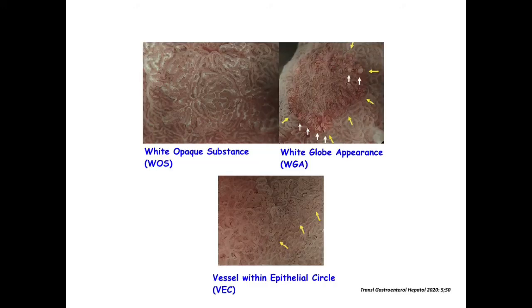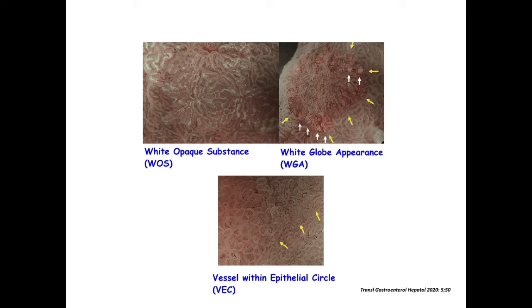So those were the main features to look for when you want to detect an early gastric cancer. Apart from them, there are a few other features which have been described to be present in early gastric cancer, but these are present in less than 20% of cases. One of them is the white opaque substance.